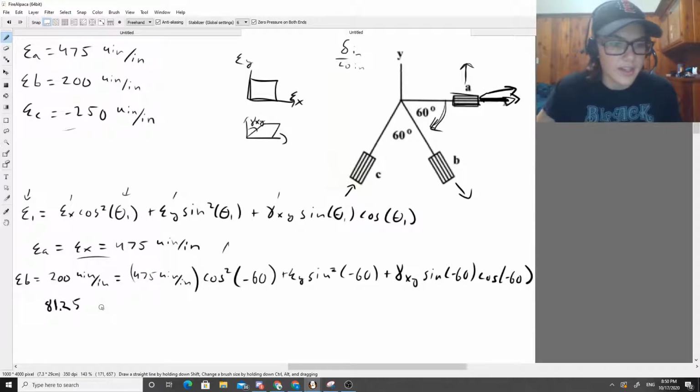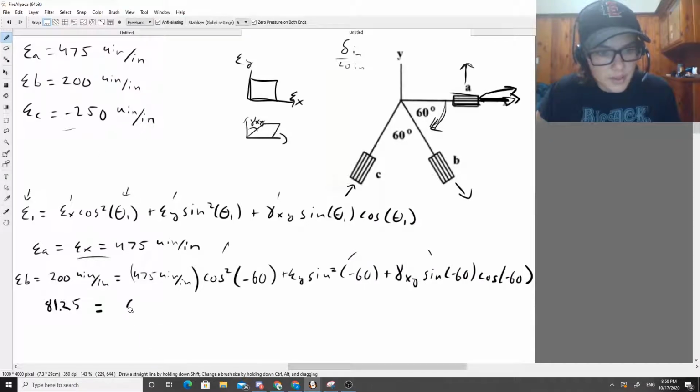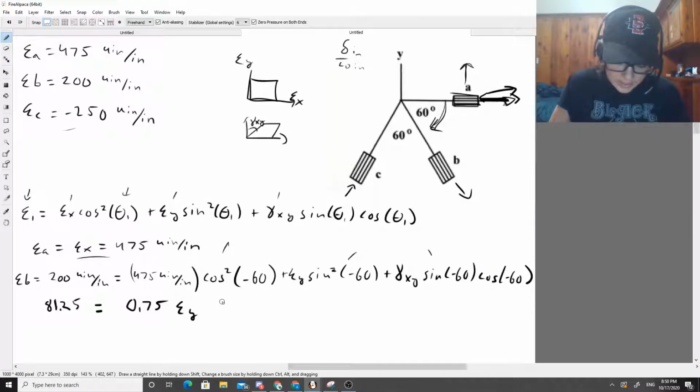81.25 on the left side of our equation. And then we're just going to go ahead and simplify the coefficients for each of these two terms. So we'll say 60 negative sine squared is just equal to 0.75 strain at y. And then we'll multiply 60 negative cosine times 60 negative sine.